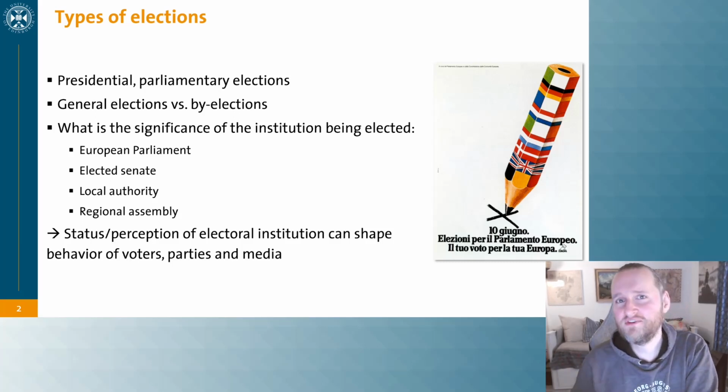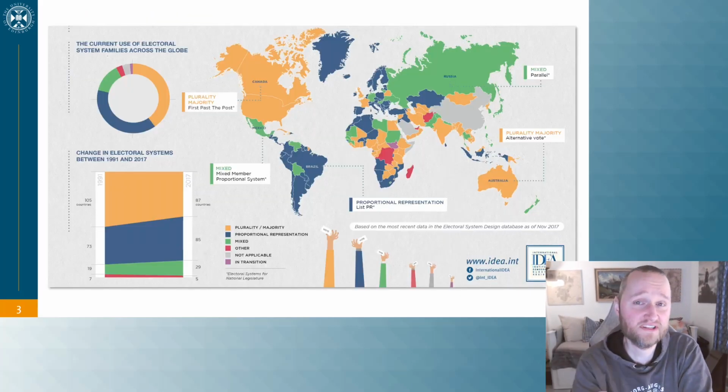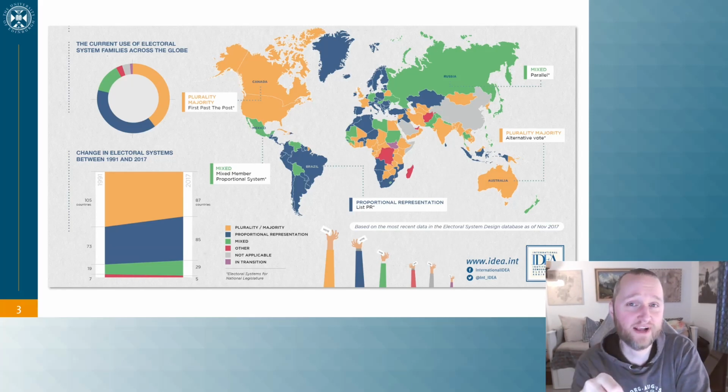So we're not really talking today about different types of elections, though as interesting as that would be, we are talking about different electoral systems, ways in which we translate votes into offices.